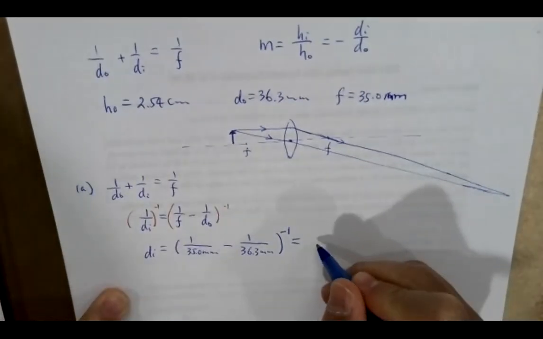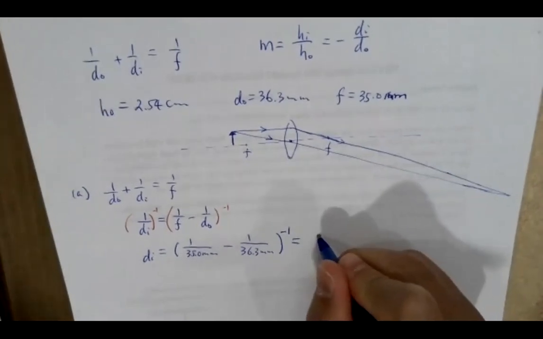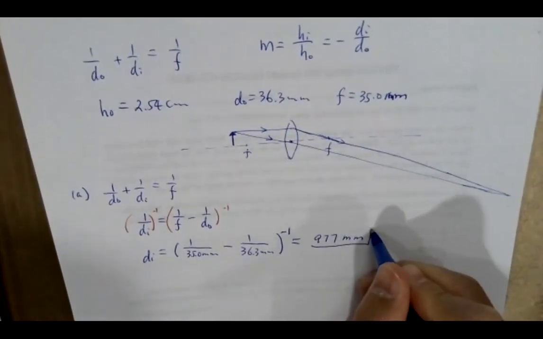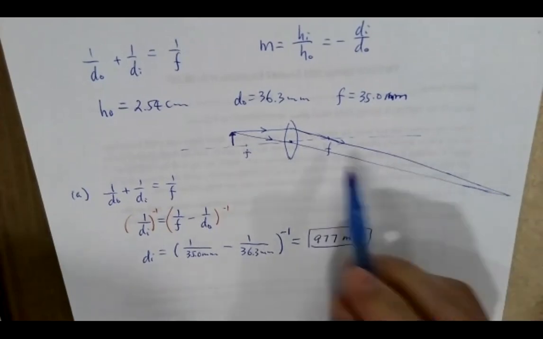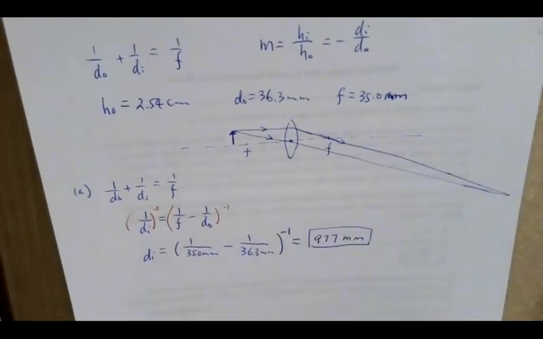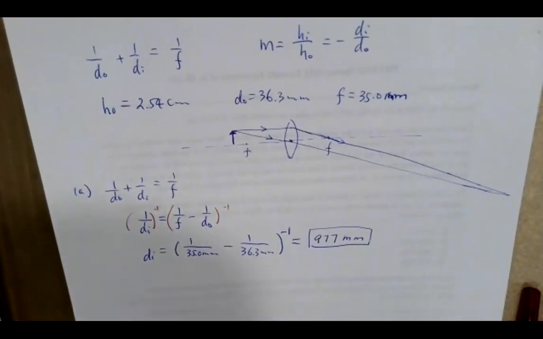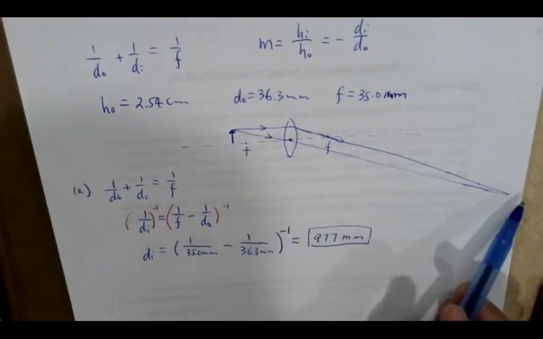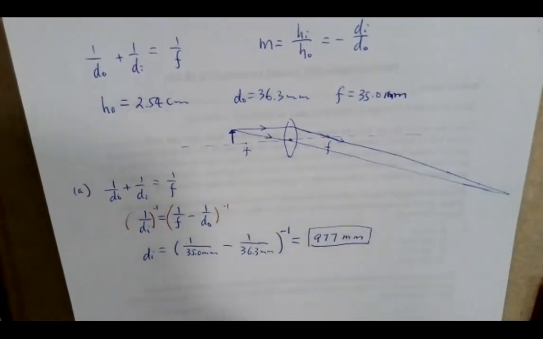So then this will give you 977 millimeter. Okay. So it looks like DI is going to be very large. That's in agreement with the sketch here. So it appears the two reflected rays will meet at some large distance. Okay.